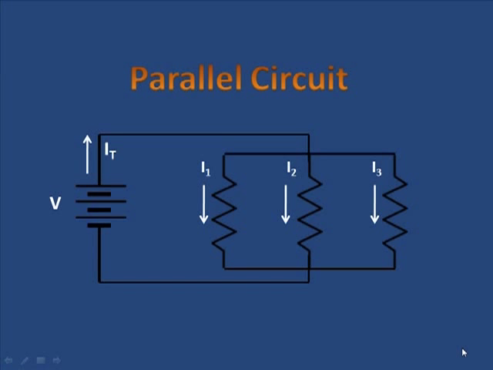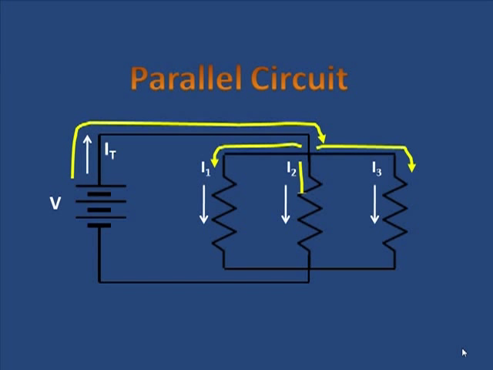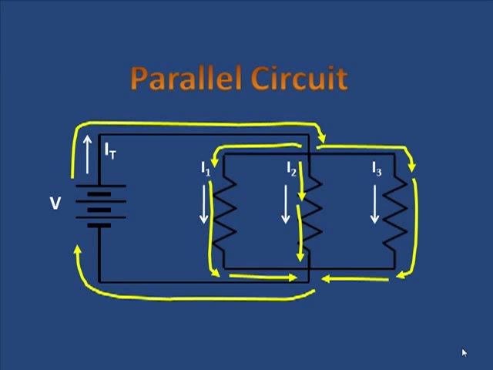Recall that the current leaves from the positive terminal, and in this case, the current goes from the positive terminal and comes to a junction where there are 3 separate paths. Now, there can be many paths. As long as there's more than one path, we have a parallel circuit. When they come back to the junction, the current comes together and again flows back to the negative terminal, because this is conventional current. So, when there's more than one path, we have a parallel circuit.